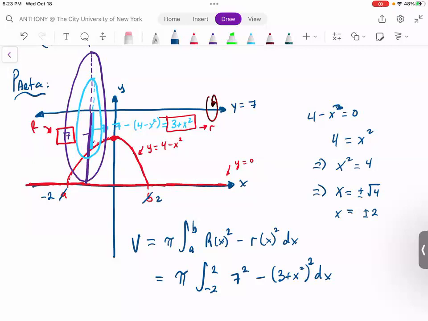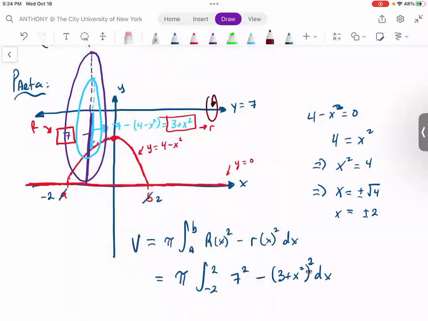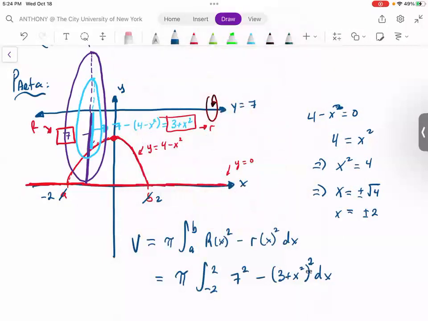Any questions before I do part B? I might have to use different colors. No, that's not going to work. All right, guys, ready for part B?